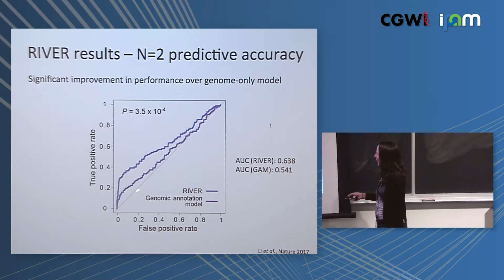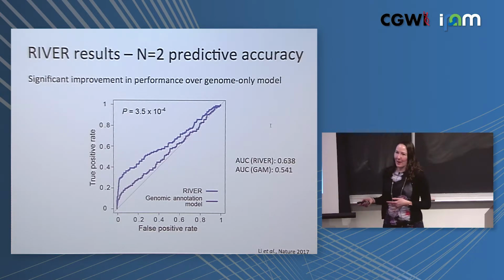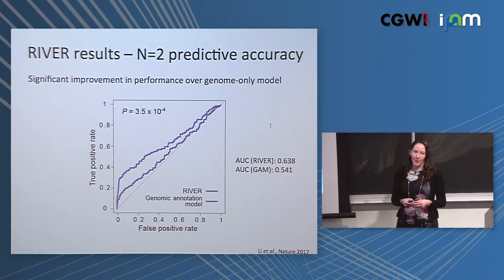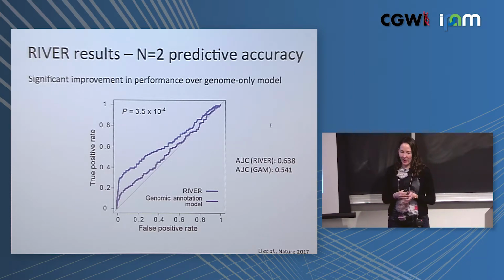But you can see where RIVER is making its improvements, which I think is important, is in this region of very low false positive rate. It's able to find a few more true positives that it's very confident about compared to the genomic annotation model. So it's finding genomic variants that have reasonable looking genomic annotations, but then seeing the RNA-seq signal being extreme on top of that gives it enough confidence that it's able to predict those before it starts incurring a lot of false positives.